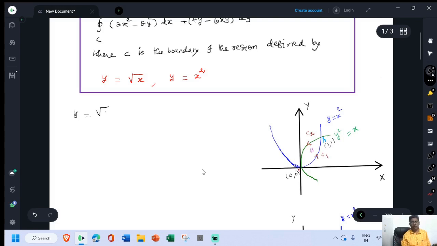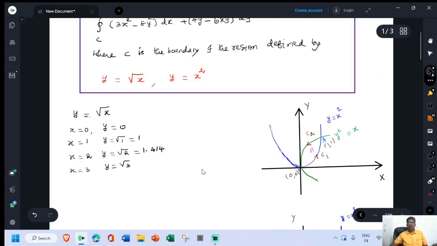we have to draw a curve. For that, put x = 0, then automatically y = 0. Then put x = 1, then y = √1 = 1. Put x = 2. The value of y = √2 = 1.414. Then put x = 3, y = √3.